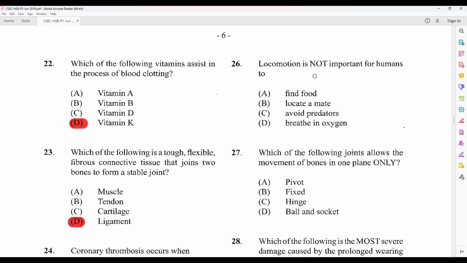26. Locomotion is not important for humans to do what? See that capitalized word again? It is not important. To find food? No, locomotion is really important to that. To find a mate, to locate a mate, that's important. To avoid a predator, that's extremely important. To breathe in oxygen. Why do you need to move to breathe in oxygen, right? So this is not important.